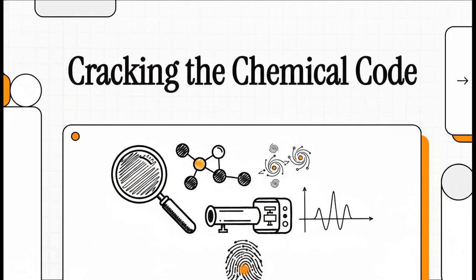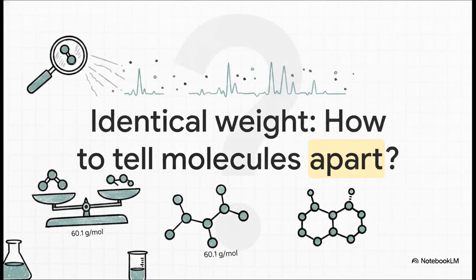Think of this whole explainer as a forensic mystery. But instead of looking for fingerprints left on a glass, we're hunting down subatomic signatures left on the molecules themselves. So let's just jump right into this really intriguing problem. Imagine you're at a chemical crime scene. You've isolated your suspect molecule and you put it on a standard molecular scale.